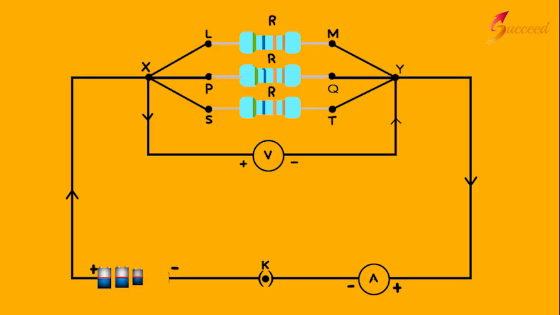Trial 3. Let us add one more battery and note down the readings of ammeter and voltmeter. Trial 4, let us add the last battery and note down the readings of ammeter and voltmeter. Now let us tabulate the readings and observe that V by I ratio remains constant in all the trials. The relation between V and I is given by Ohm's law.